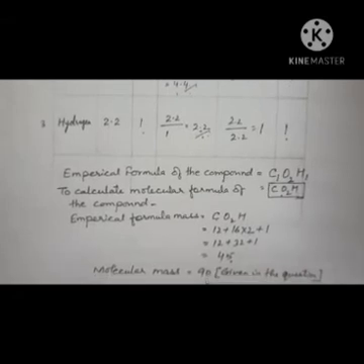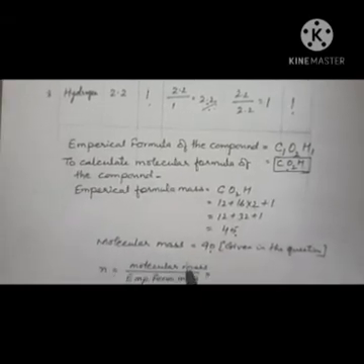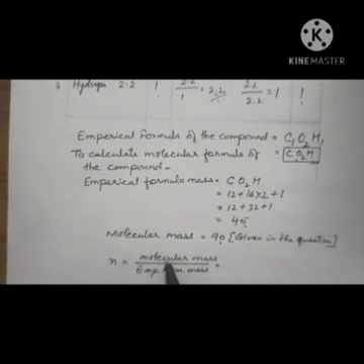Then you know that in the question the molecular mass is given, and it is 90, because it is given in the question. Then you find n. And how will you find n? n is equal to the molecular mass divided by the empirical formula mass. So you write 90 divided by the empirical formula mass 45. 45 twos are 90. So n is 2.